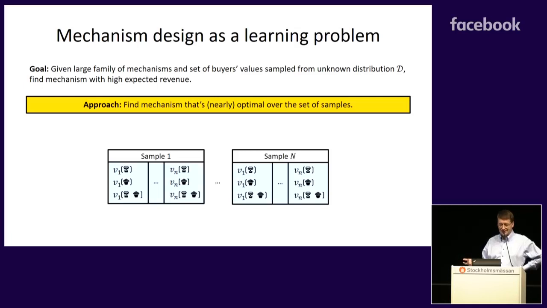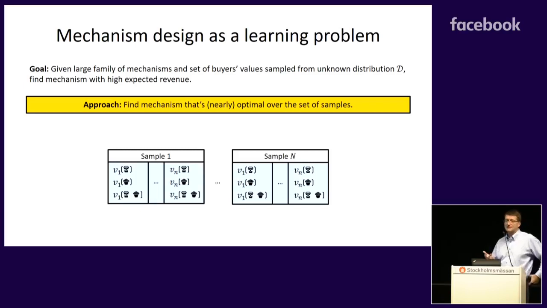And the approach that we'll take is that we'll try to optimize a mechanism to the samples that we do have. And now there are two questions. How do we optimize so we get near optimal on the samples? And then if we do that, how close are we to optimal on the real distribution, which we didn't know? So I'll talk about the optimization problem now, and later in the tutorial, we'll cover the sample complexity side.